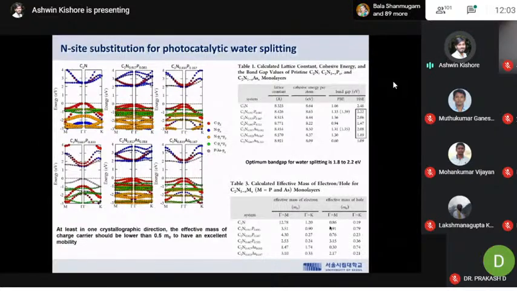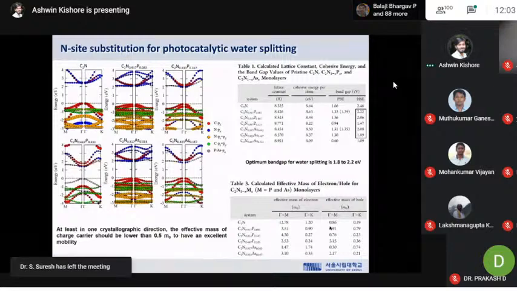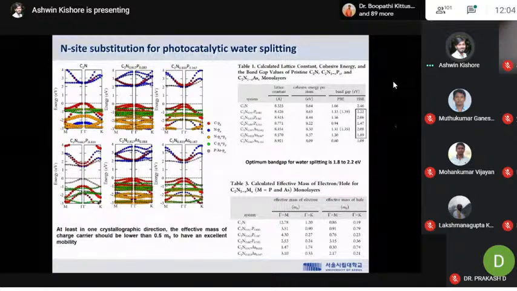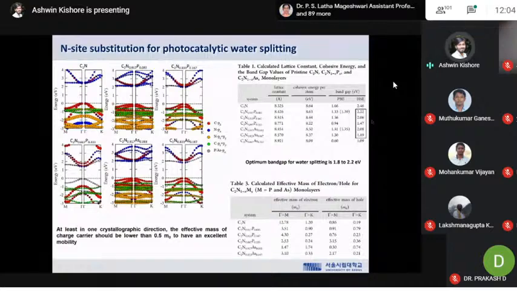Similarly, we have also done the isoelectronic substitution at the nitrogen site. We doped phosphorus and arsenic at the nitrogen site with different compositions. This is the band structure of C2N and the substituted systems, and we also calculated the band gap and cohesive energy. The optimum band gap for water splitting is around 1.8 to 2.2 electron volt. Interestingly, the substituted systems fall exactly in this optimum band gap region.